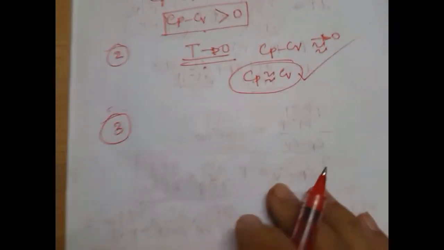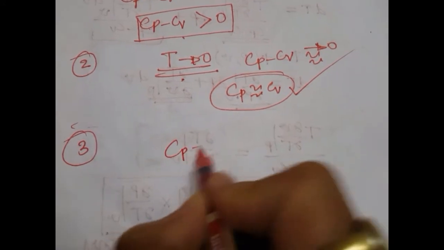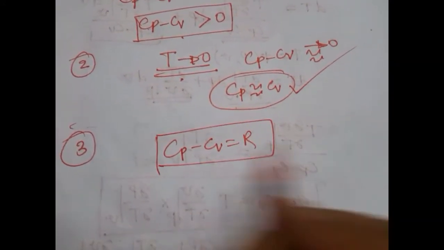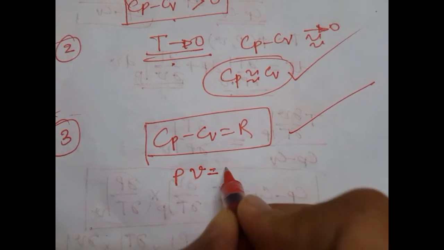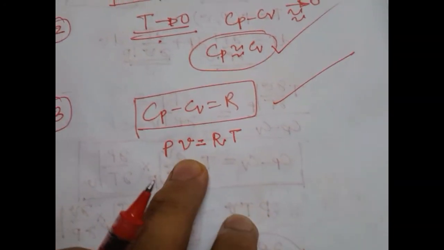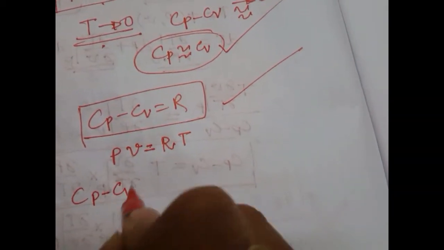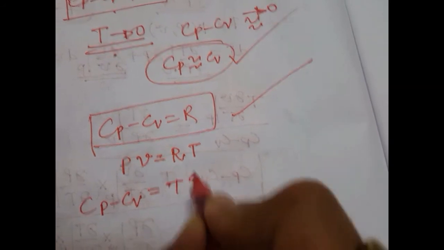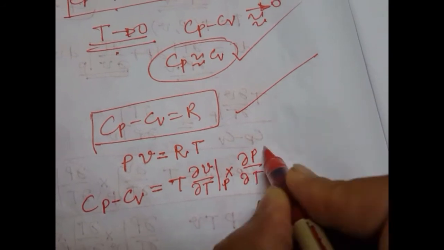Now the third thing which we can prove from here is that Cp minus Cv is equal to R for an ideal gas. This can be proved very easily. The equation of an ideal gas is PV is equal to RT, where V is specific volume, R is the characteristic gas constant, T is temperature on the absolute scale, and P is the pressure. Now consider the first Cp minus Cv relation. It says Cp minus Cv is equal to T del V by del T at constant pressure into del P by del T at constant volume.